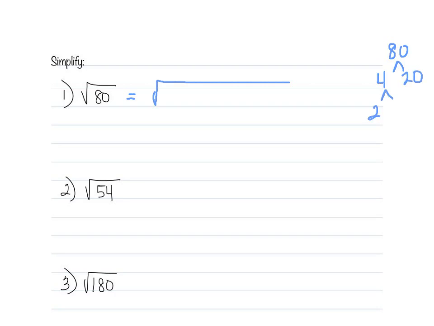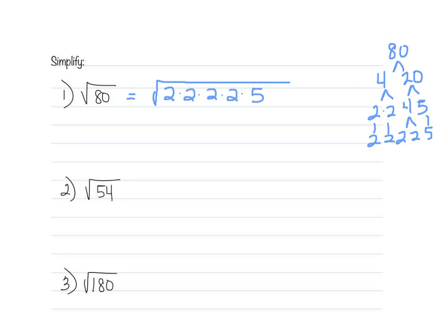4 can be broken down to 2 times 2. 20 can be broken down to 4 times 5. And then 4 can further be broken down as 2 times 2. So I'll bring this 2 down, and this 5 down. And there's my prime factorization. So let me write it down. I have 2 times 2 times 2 times 2 times 5.